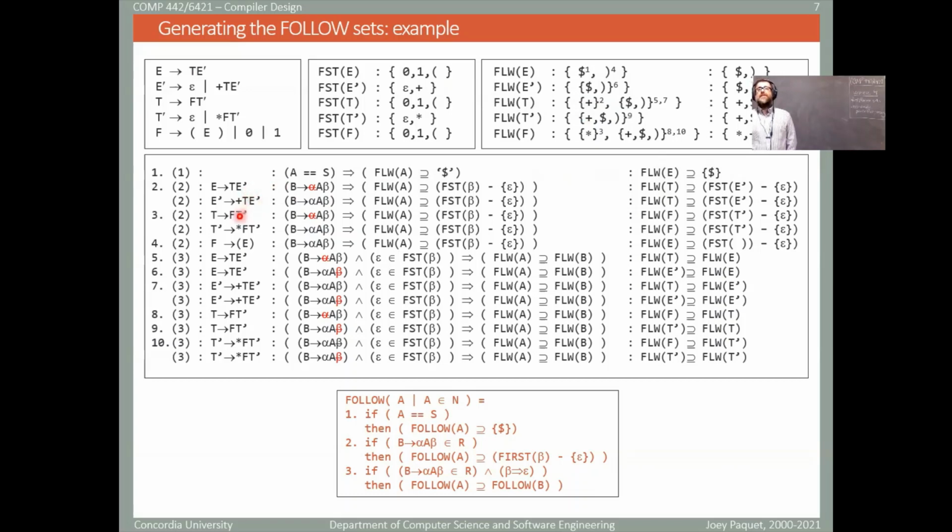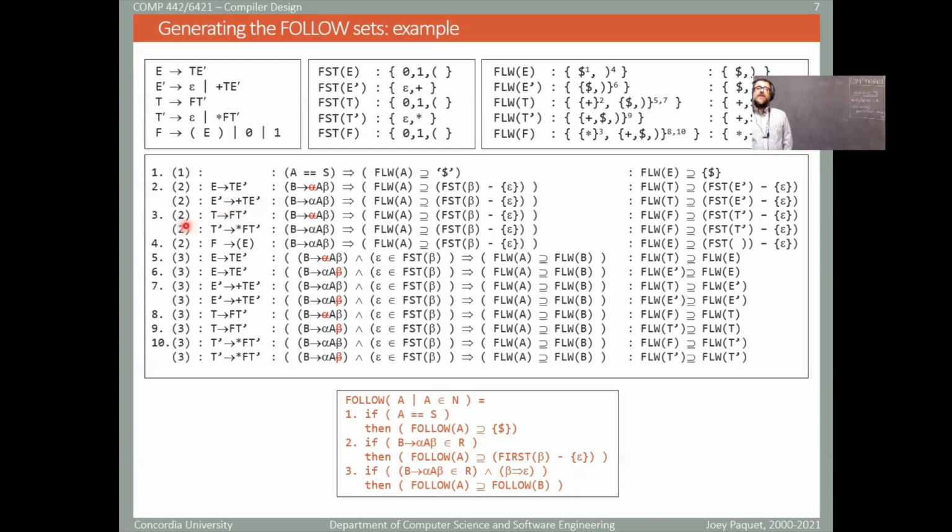Then if I take the same rule number 2 on this rule here, E prime gives plus T E prime, where B is E prime, alpha is plus, A is T, and beta is E prime, then I know from rule number 2 that follow of A includes first of beta minus epsilon. So follow of T includes first of E prime minus epsilon. You see here that I found exactly the same fact. It's going to happen quite often that you find the same fact, that you did not find something new by applying rule number 2 using these two rules. Still, you have to do it consistently and find all the possible patterns in your rules.